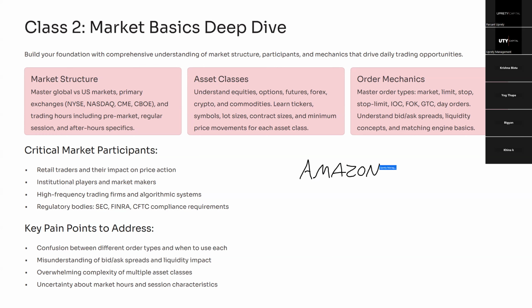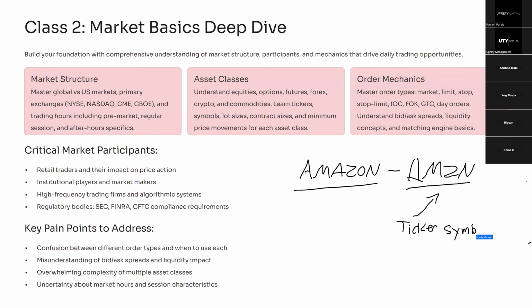Okay. Whenever we look at Amazon, you see AMZN on your broker. This is Amazon. This right here is called our ticker symbol. Whenever we're trading, especially on voice chat, you will usually see us refer to AMZN. We'll still call it Amazon, but this is the ticker.